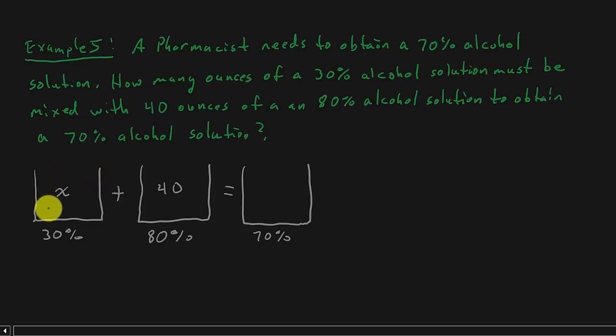So when I take this bucket and I dump both of them into this one, how many ounces am I going to have total? Well, I'm going to have X plus 40, right? That's however many ounces of this, plus however many ounces of this, that's going to be x plus 40. Add the 2 ounces together.